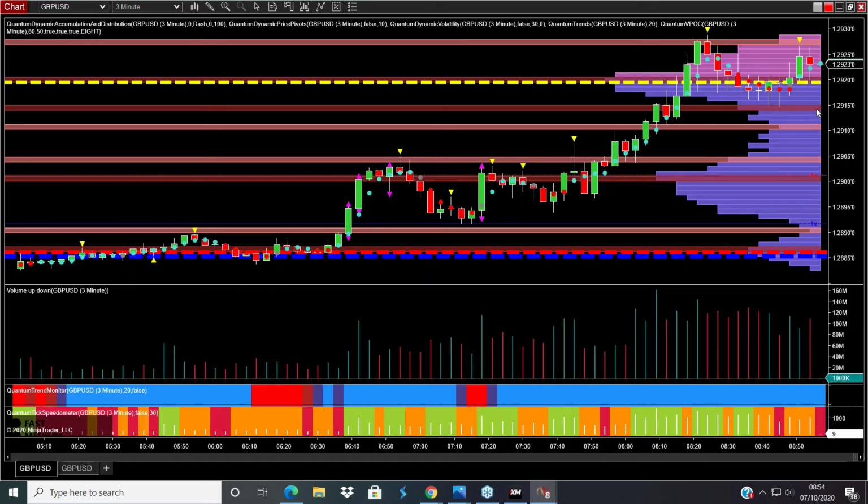Where is it heading to? Well, it's certainly heading to this area. It's just below, probably 129.25. So it's got to get through there.